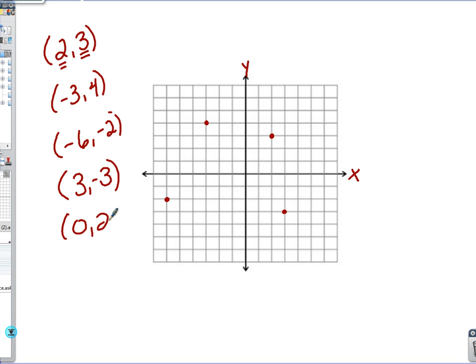A couple more, 0, 2. Anytime you have a 0 involved, the first number tells you you're going to travel right 0, so you're not moving. And since the second number is positive, we're going to travel up 2, and that's on the y-axis. And finally, let's try -3, 0. -3, 0 means you would travel left 3 units and up 0 units, so that would be on your x-axis.